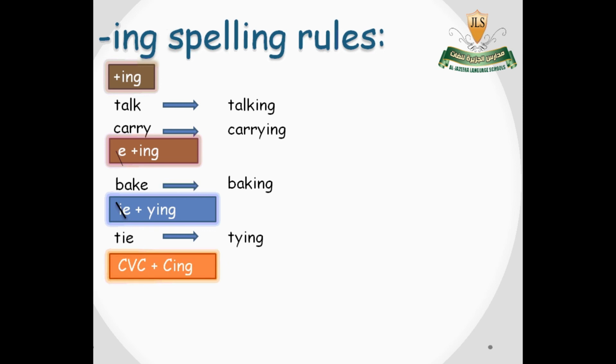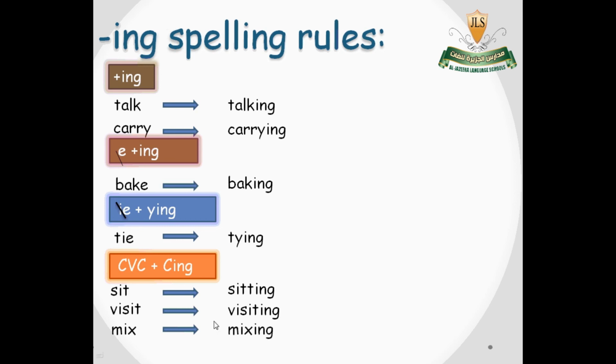What about consonant, vowel, consonant? If the verb consists of 3 letters and the middle is the vowel, I will double the last letter, like sit, sitting. See, I double the T. What about visit? Visiting. Did I double? No, because it consists of more than 3 letters. And what about mix? I can't double the X. So it will be as it is and it will be mixing.